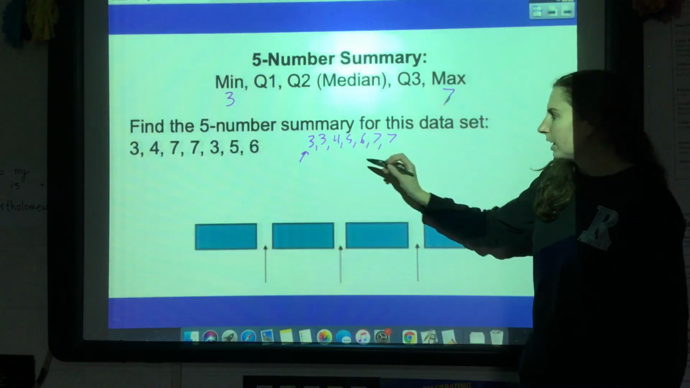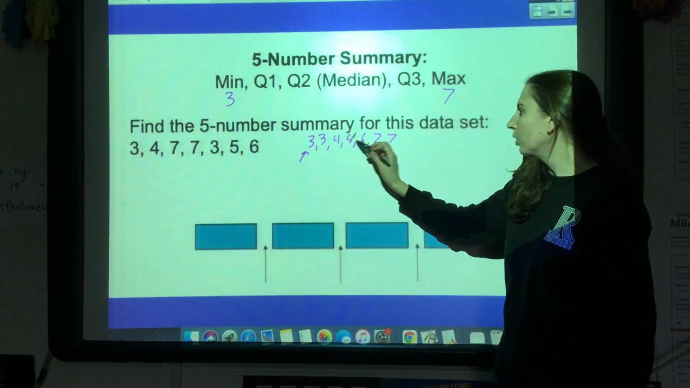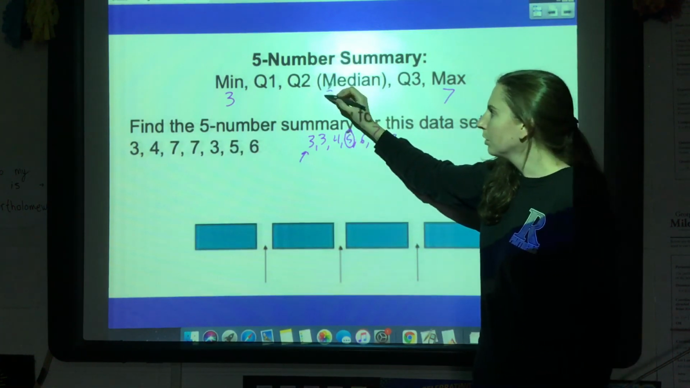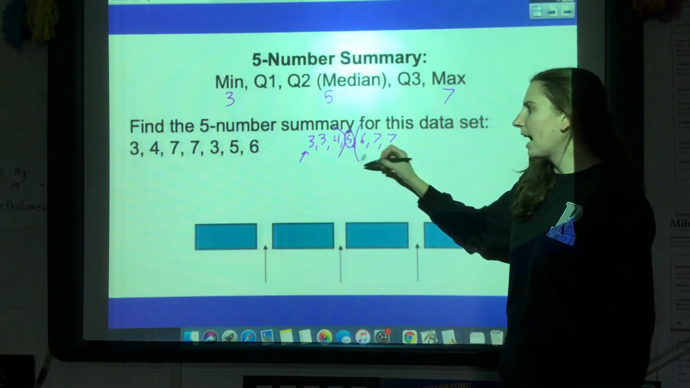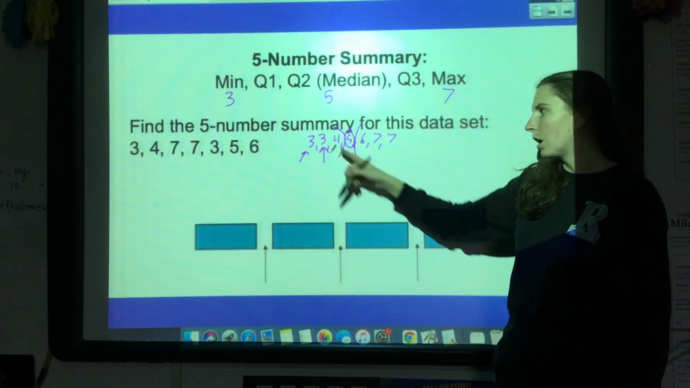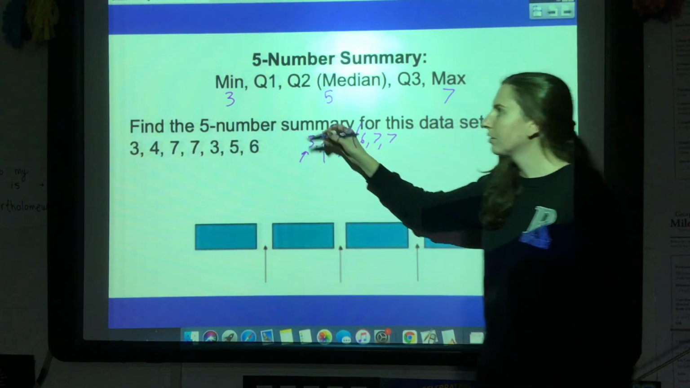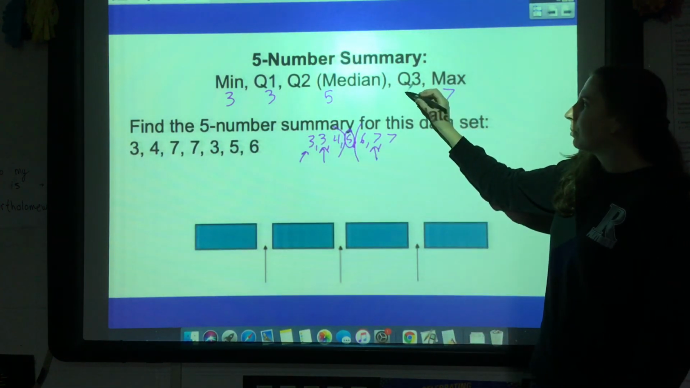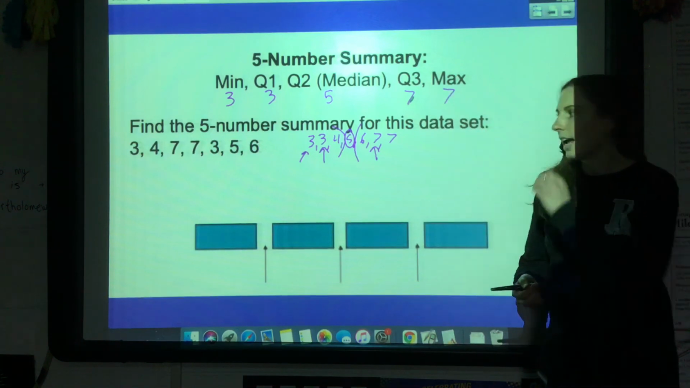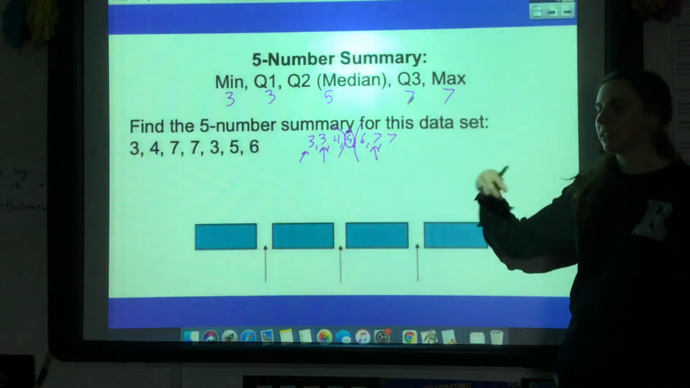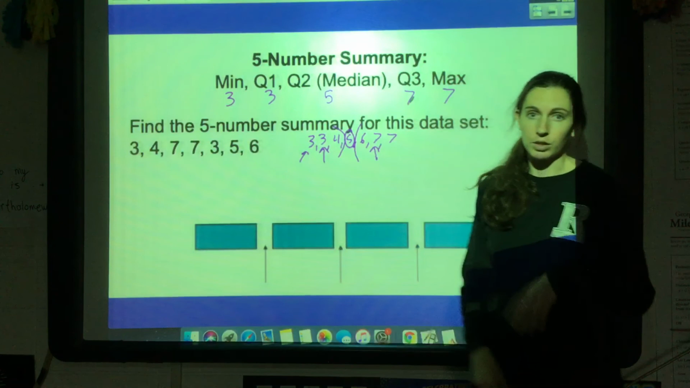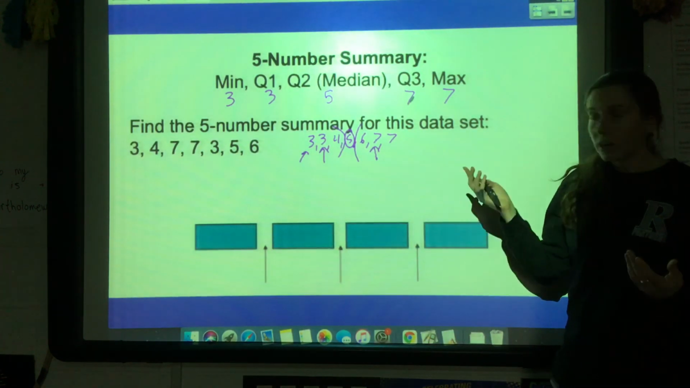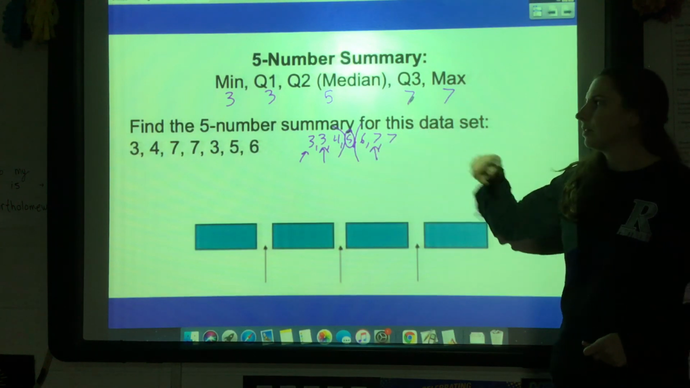Let's split it in half. 1, 2, 3, 4, 5, 6, 7. So this one is the median, or Q2. And then if I cut it in half, that's going to be Q1 because it's the middle of this lower half. And this is going to be Q3 because it's the middle of the second half. So notice these actually ended up being the same number as these, and that's okay, that happens sometimes. So that's what we call the 5-number summary of a data set.